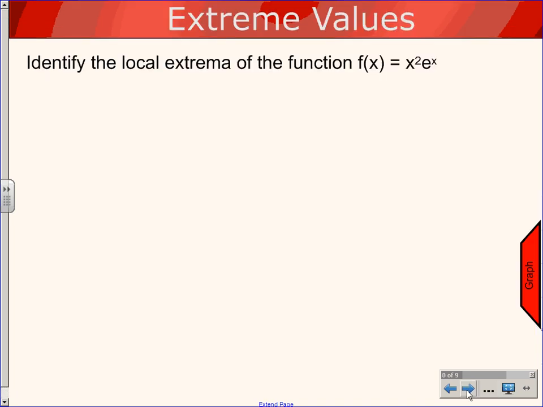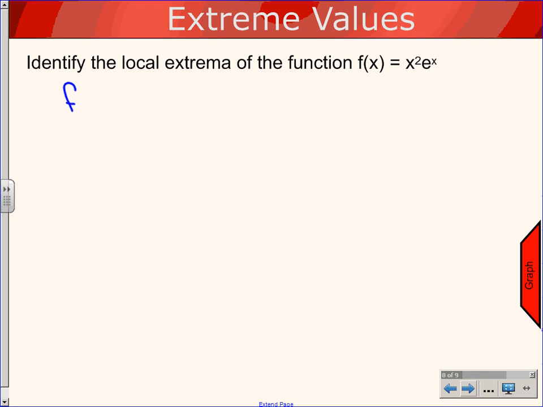Last question of the year. Identify the local extrema, so local max and mins, of the function f of x equals x squared e to the x. So this is kind of like a curve sketching, but all we're going to do is find max and mins. I've got the graph there, so we'll take a peek at it once we're done. We're trying to figure out where the max and mins would occur on this graph.